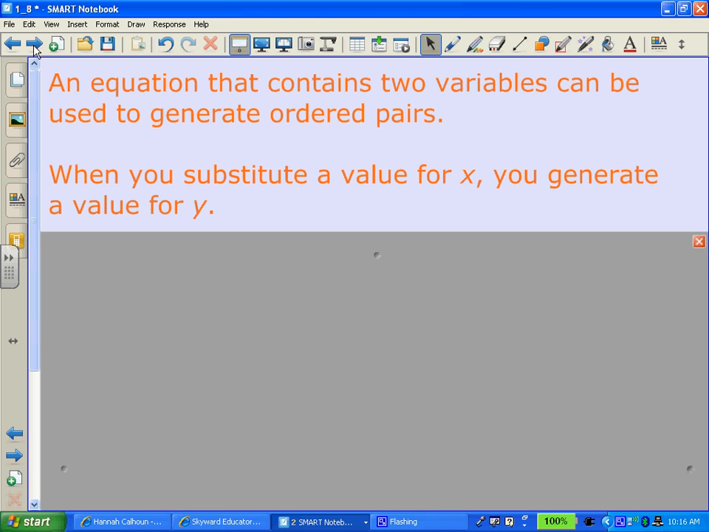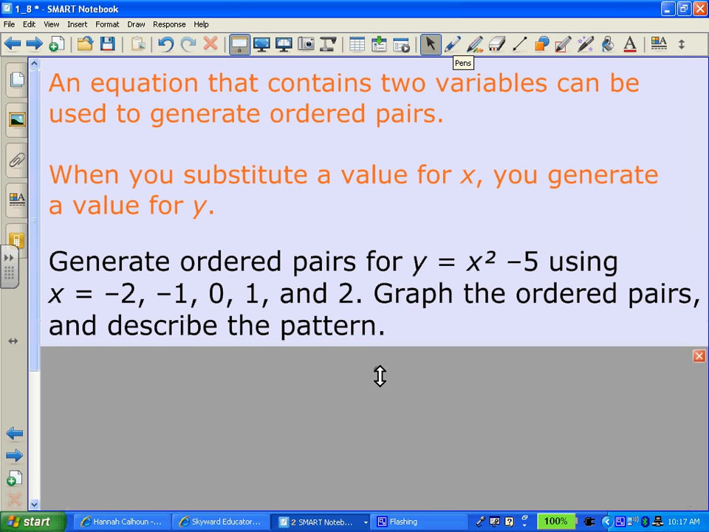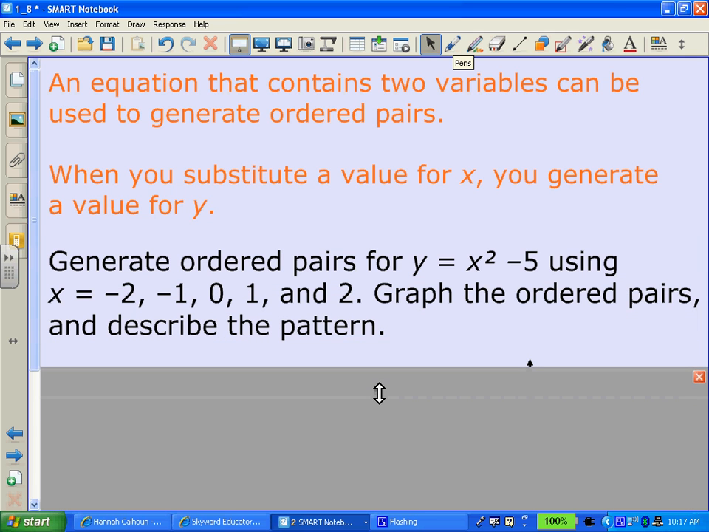But this is the skill that you will need to have the most as we go throughout the rest of algebra class here. So we're going to have an equation. An equation has two variables that can be used to generate ordered pairs. We will be plugging in values for x and then getting values for y. So here's what your problems will look like as you encounter this part of your homework.